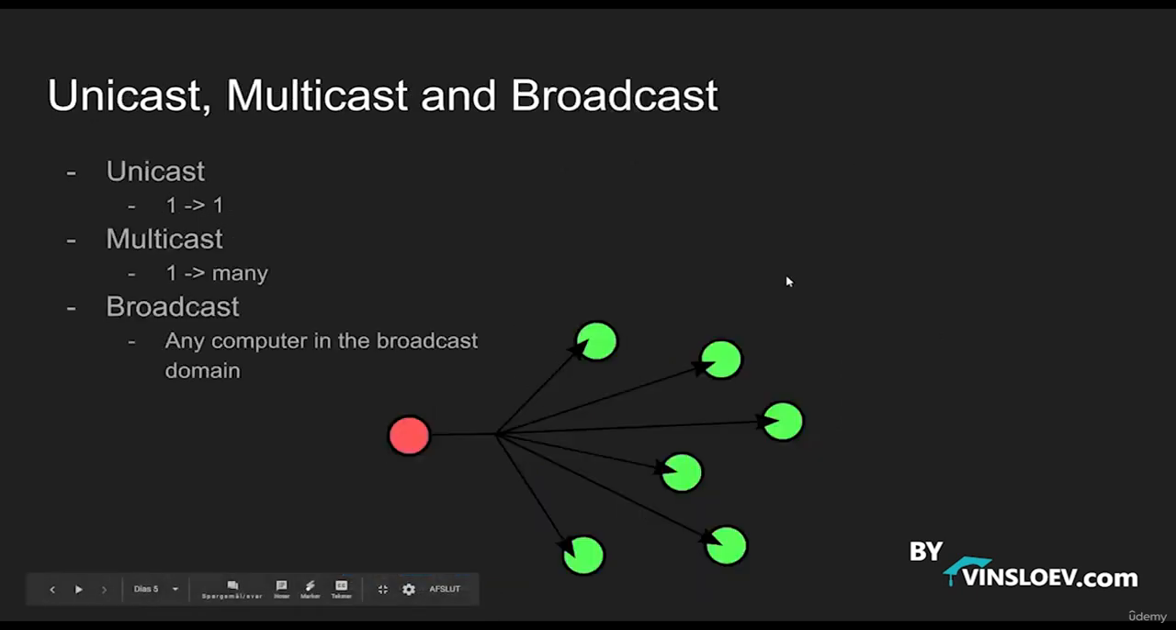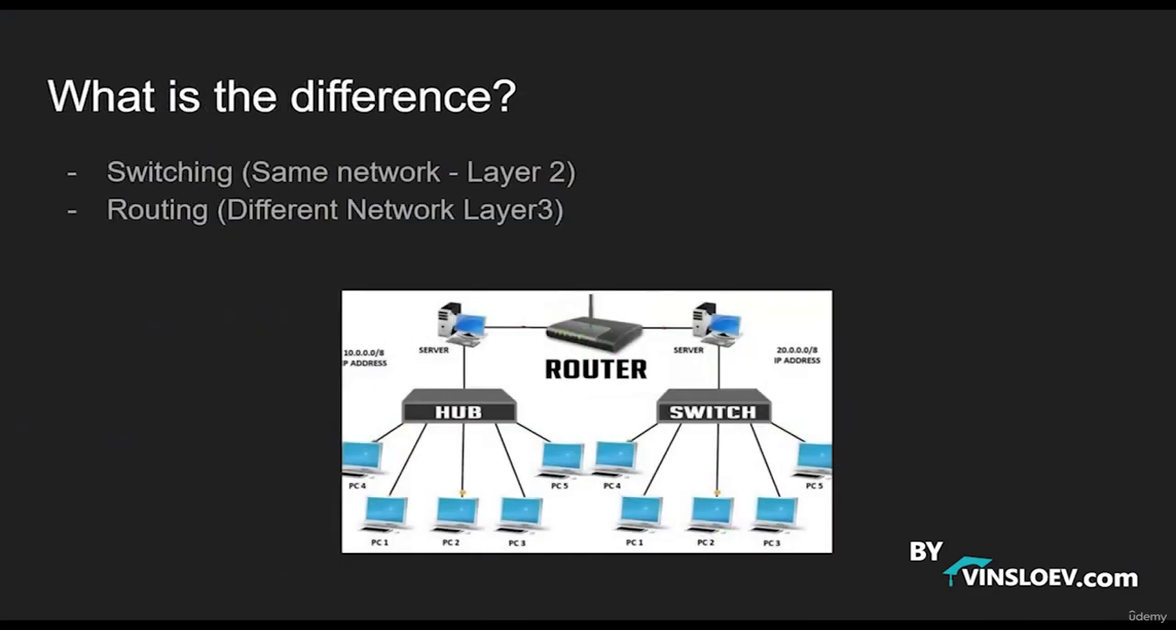So now that we know about IP addresses, MAC addresses, and the different cast modes, it is time to move over to switches, routers, bridges. So routing and switching, what is the difference? As you see in the picture right here, we have multiple devices, and these do different things to our network.